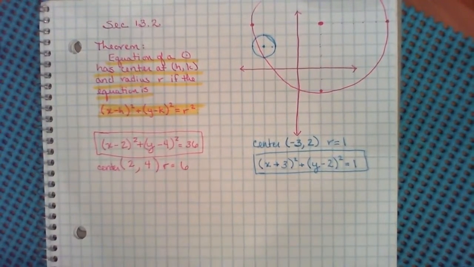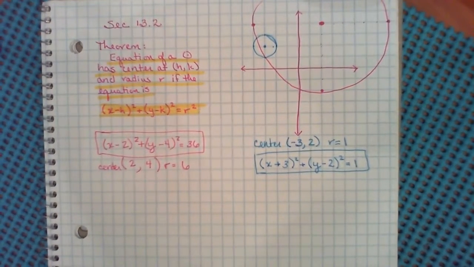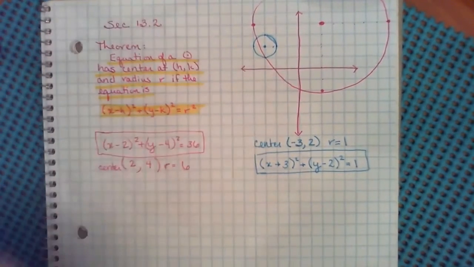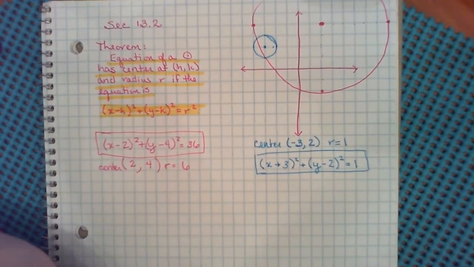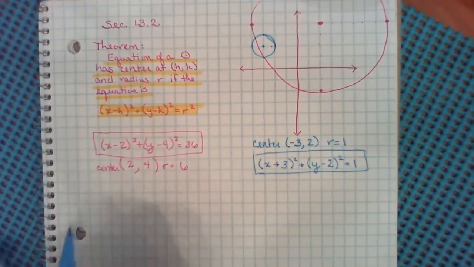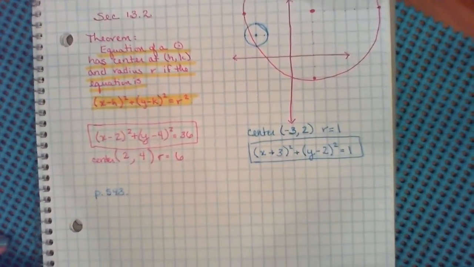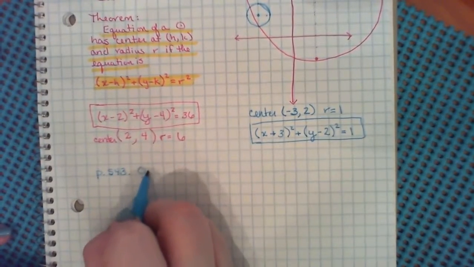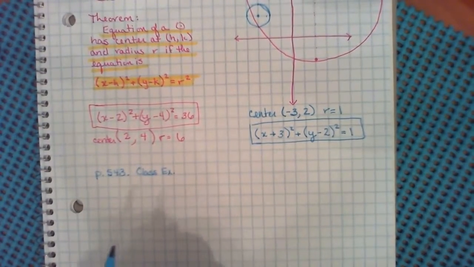Now your book is going to give you equations and want to know the center and the radius. On a couple of them, they might give you the equation and want you to graph it, like I just did over here. And on some of them, it's going to give you the center and the radius and want you to find the equation. So I'm looking on page 543, at the class exercises. I thought I'd do a couple of those with you.